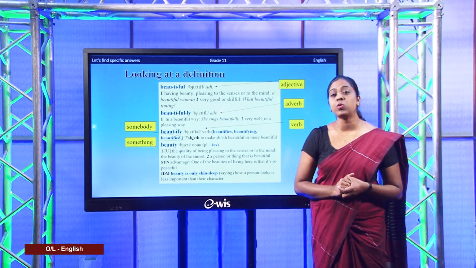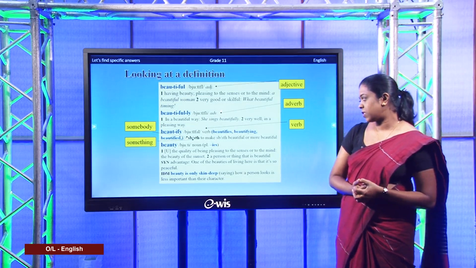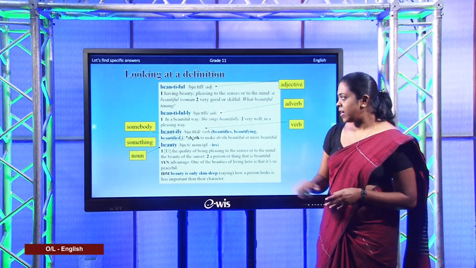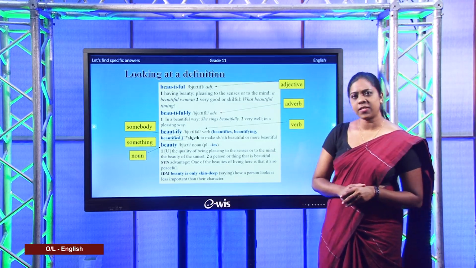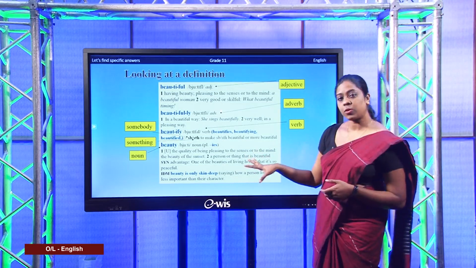Below that, what do you see? Another word, beauty. Take a look at the meaning: the quality of being pleasing to the senses or the mind. The beauty of the sunset is the example. So you know that it is definitely a noun. Now, children, you have seen 6 different abbreviations, and guess what? We have some more. I'll show them in a short while.